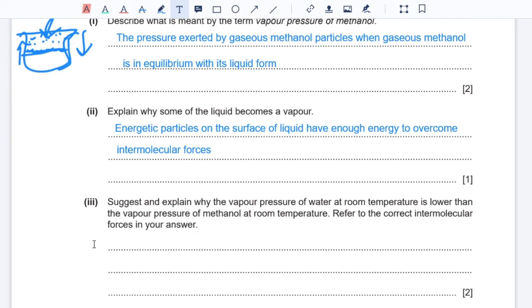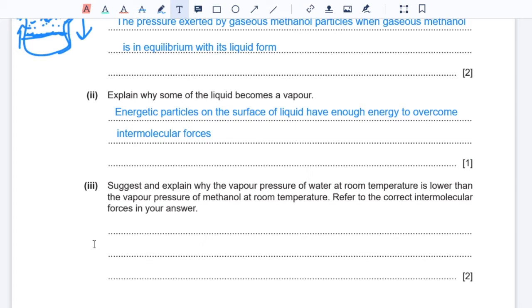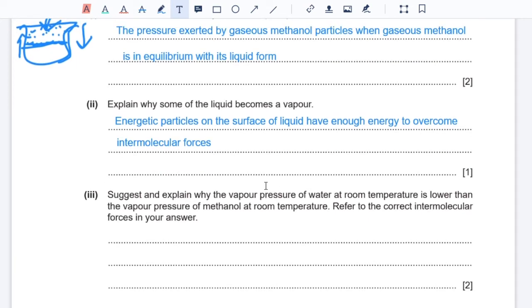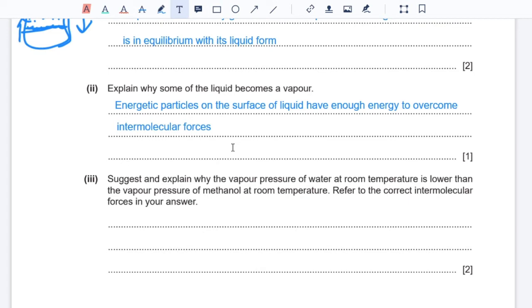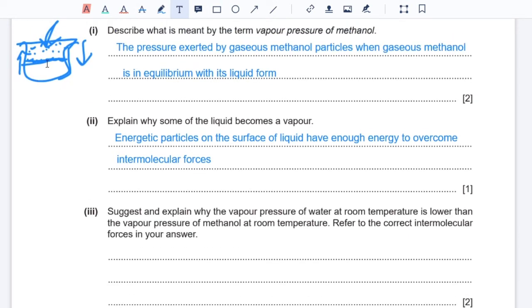3. Suggest and explain why the vapor pressure of water at room temperature is lower than the vapor pressure of methanol at room temperature. Refer to the correct intermolecular forces in your answer. So vapor pressure would be low when you've got fewer vapor molecules in the equilibrium, which means that if you had used water instead of methanol in this case, sealed in a container, fewer water molecules would have formed vapor, which means that fewer molecules break off from the surface of the water, meaning that the intermolecular forces between the molecules are too strong for them to be able to break them and form vapor. And so because water has stronger intermolecular forces due to hydrogen bonding, a relatively smaller number of water molecules are able to escape the liquid.